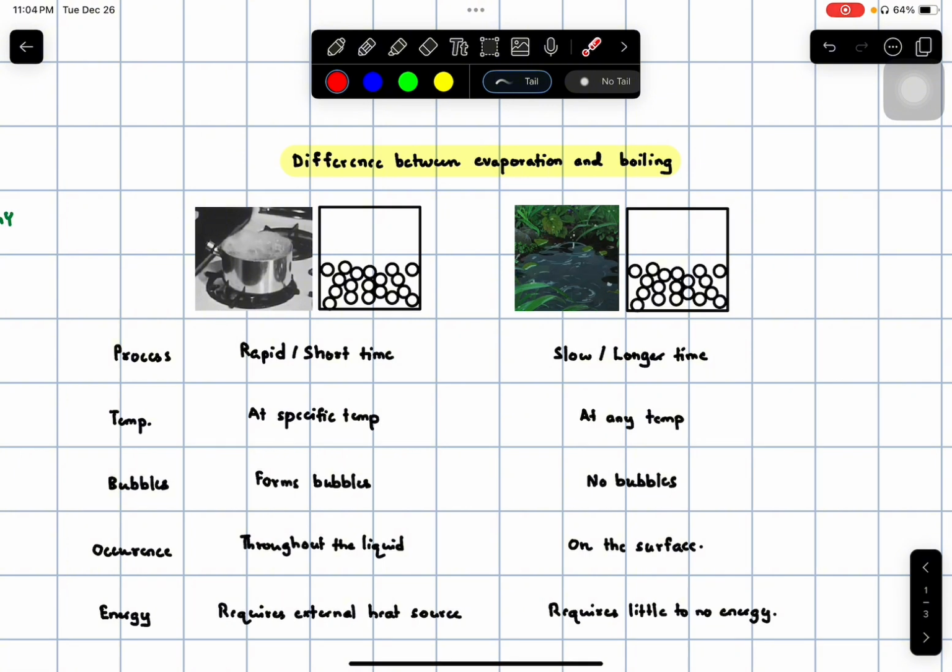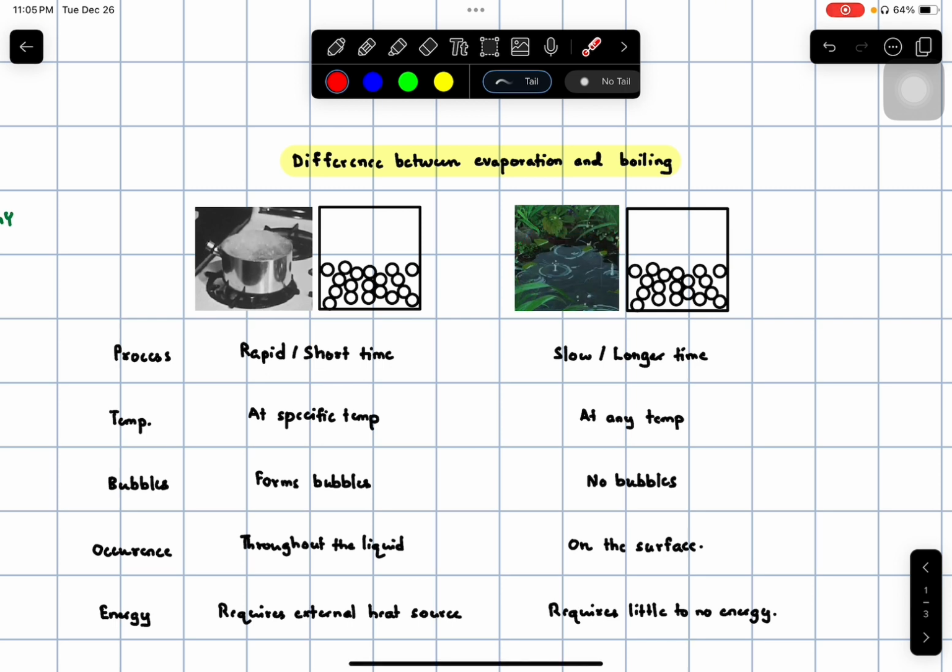Boiling is a very rapid process and it will take a very short time. However, for a puddle caused by the rain, the time taken for it to evaporate will be slower and it will take a longer time. Boiling can only happen at specific temperatures. For example, water can only boil at 100 degrees Celsius. Evaporation, on the other hand, can occur at any given temperature. In boiling, we'll be able to see bubbles forming, but in evaporation, we won't see any bubbles forming at all.